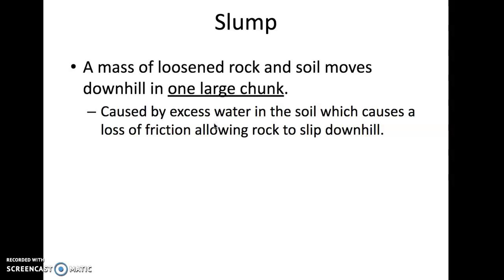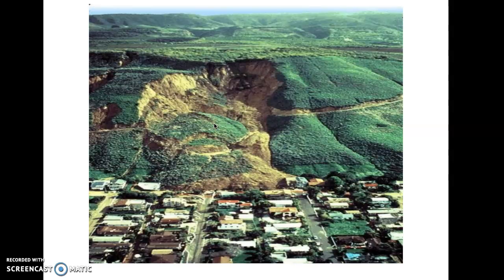You can see this on a large scale, but you can also see this on a small scale as well. We'll show you in a second. So here's a slump on a large scale. You can see this area right here at one point must have experienced too much water in the soil, which would have loosened it, and it fell in one great chunk.